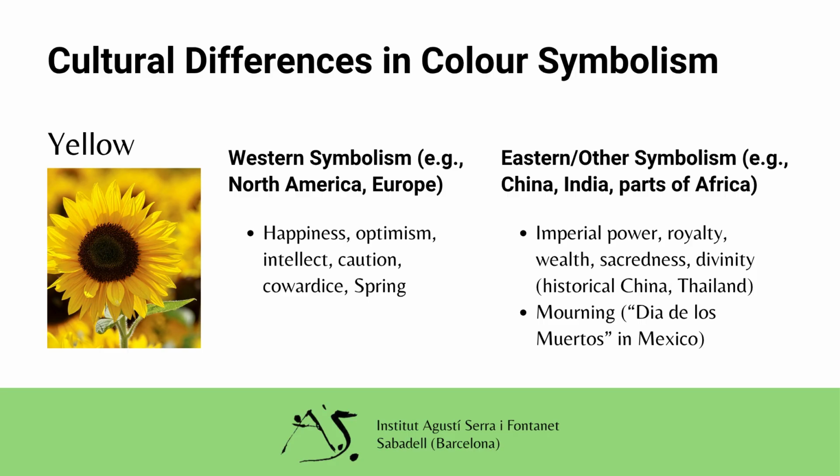Historically, pure yellow was reserved for the emperor and high religious figures in many East Asian nations. It is associated with imperial power, royalty, wealth, sacredness, and divinity. Also, this color is associated with mourning in Mexico.